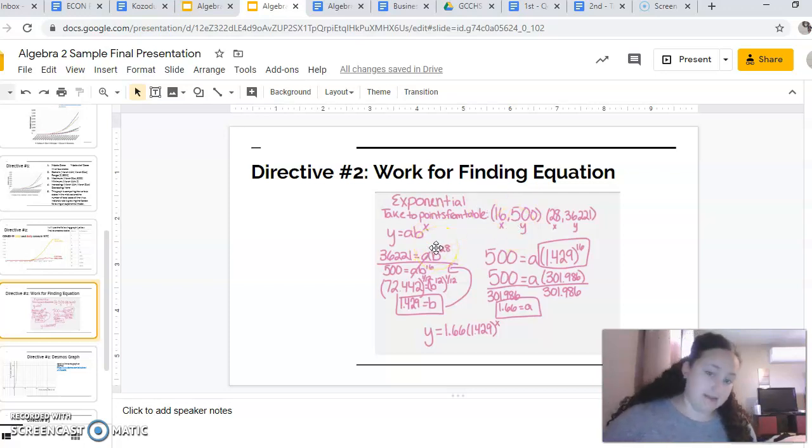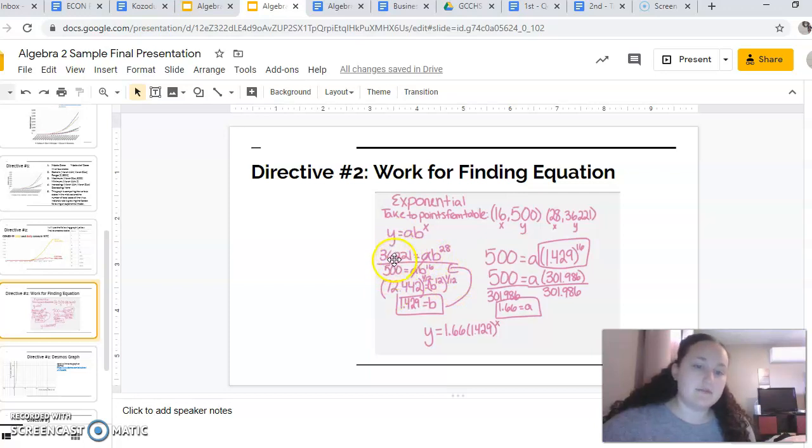We'll see in the note packets that we'll attach to this if you need extra help on how to do this again, okay? Or again, just ask. So I have my x and y, I'm going to plug it in for x and y. Okay, so I did that with the 36,221 and the 28, the 500 and the 16, and then you're going to divide piece by piece.